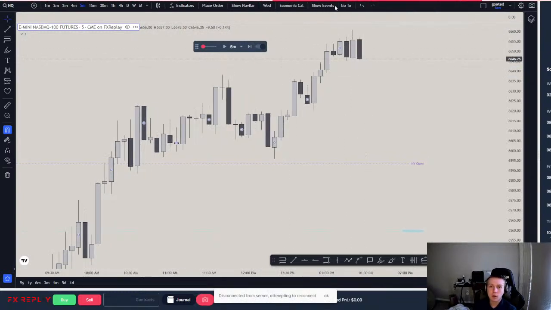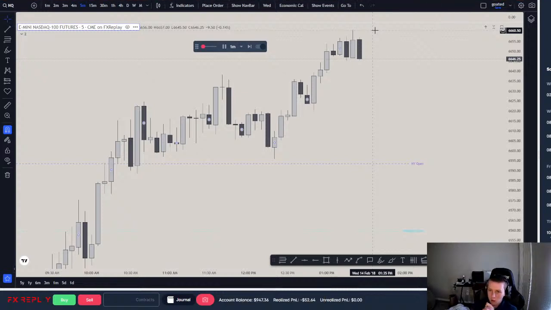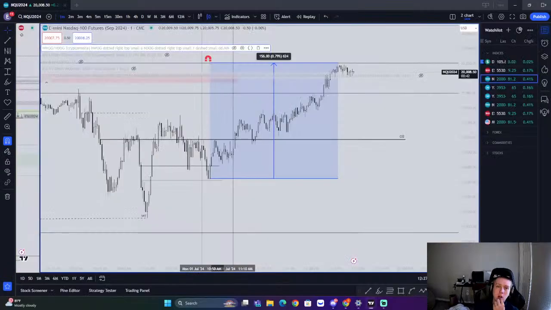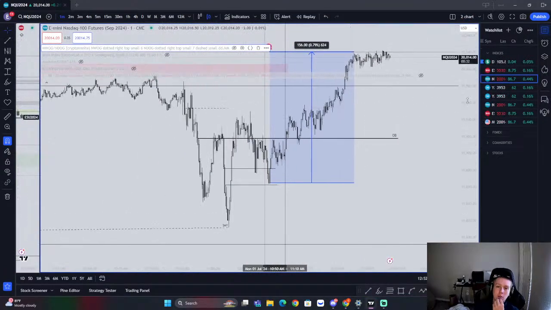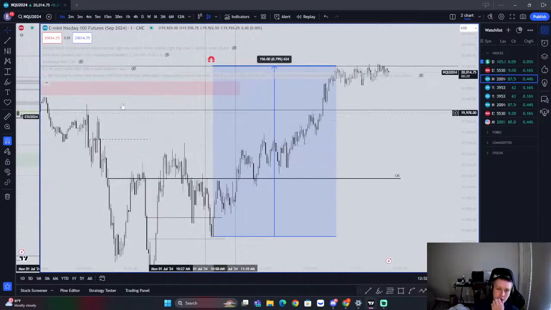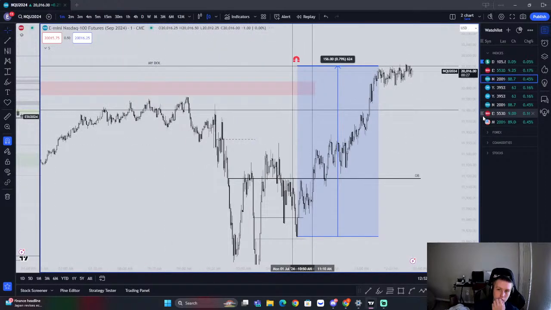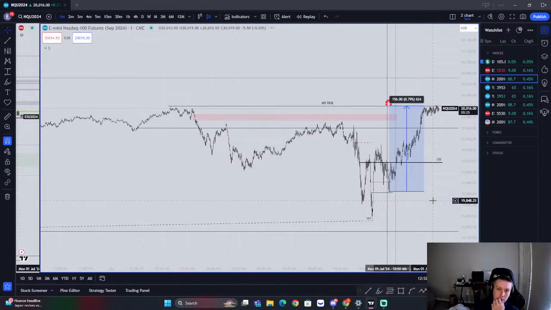I say I just want to go to the next session, next day open. See, it takes a while for my computer to load when I do next session. Let's hop into it. All right, we've finally taken that draw on liquidity.